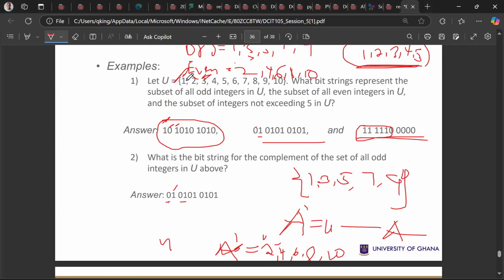so it becomes automatically 0. Now we have 2 in the universal set. We have 2 in the A complement, so it's being represented by 1. And then we have 3 in the universal set, but we don't have 3 in the A complement, so automatically that one is 0. So now we have 4. 4 is in the A complement, so it will also be represented here as 1. And so on and so on. Do you get it now?